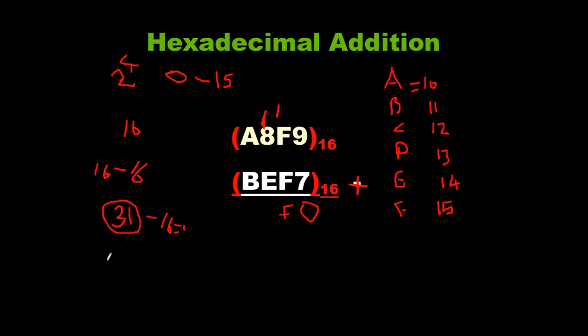Now I have 1, A is 10, that's 11, and B is 11. So I'll have 22 minus 16 equals 6. Careful, don't put 22, thinking it's the end. Now, one of the most common errors: I'll put 6, and this is the carry 16. Let's see.